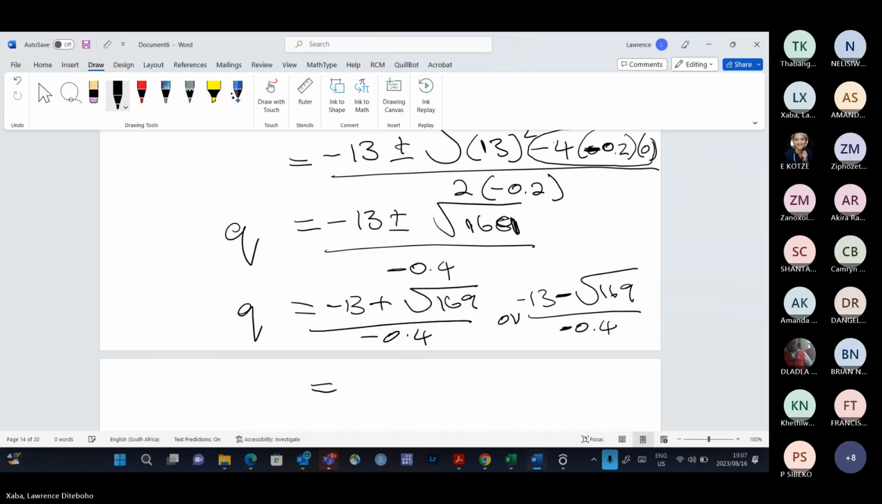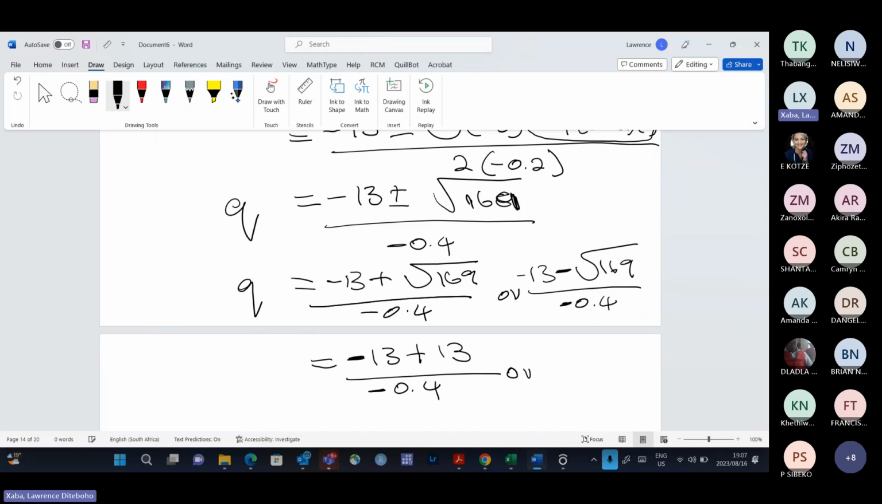So if we remove the square root, we end up having negative 13 plus 13 divided by negative 0.4. That's the first one. The second one, we have negative 13 minus 13 divided by negative 0.4.